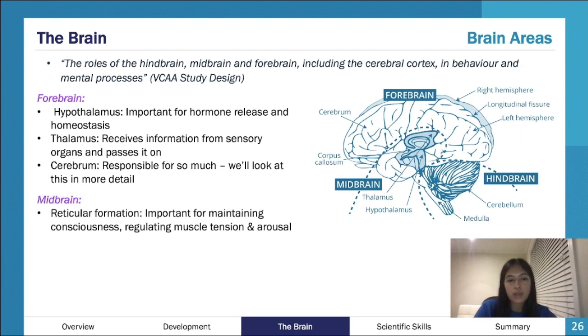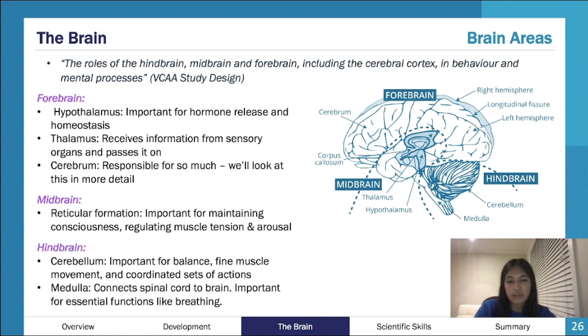Midbrain, you're thinking of a pretty important function: your reticular formation, stuff to do with consciousness, arousal, that sort of stuff. And then hindbrain. Your medulla is super important, connects your spinal cord to your brain. So if your medulla is injured, it's a really key function. So things like breathing, again, sort of consciousness, this idea of actually connecting the spinal cord, that sort of highway of neurons, and ultimately the rest of the body through to the brain. The cerebellum you think of with stuff like balance and coordination.